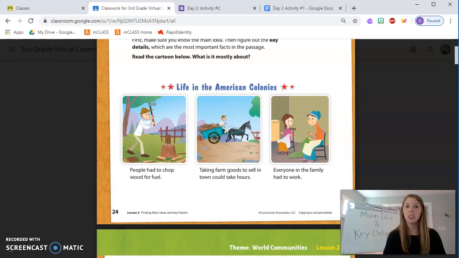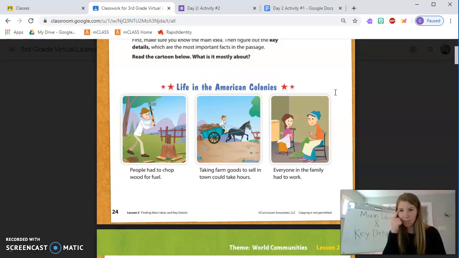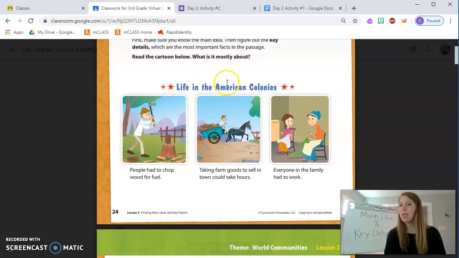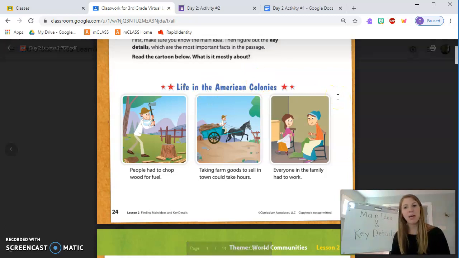Now, when we see this cartoon, we're first going to look at the title. Everyone touch the title, make a circle with your mouse like I am if you want. Find the title of our cartoon. Let's read it together. Life in the American colonies. So I'm already thinking about, this is my topic, this is what I'm going to be reading about, and it's about someone's life in the American colonies.